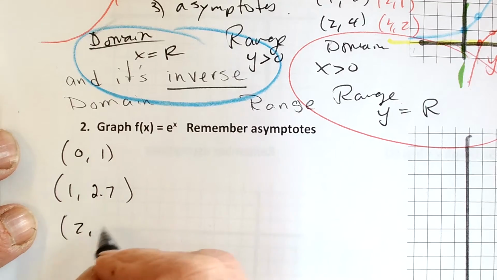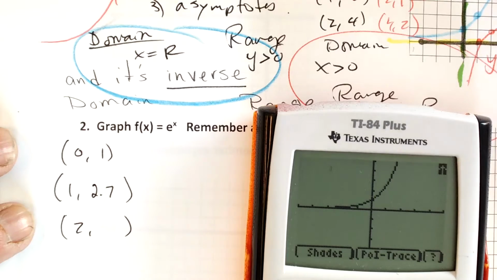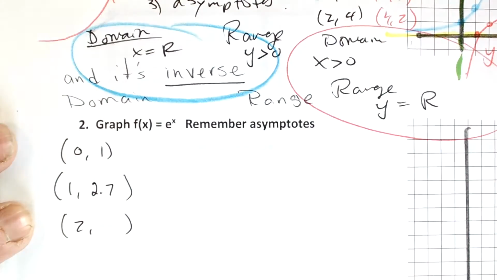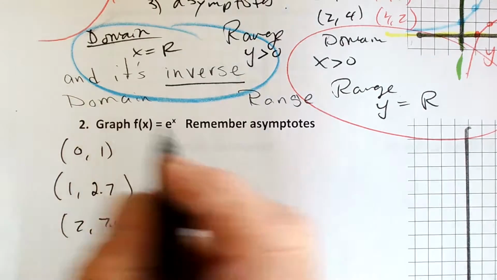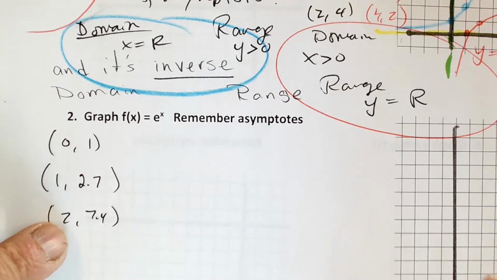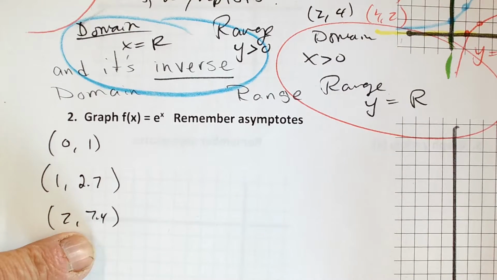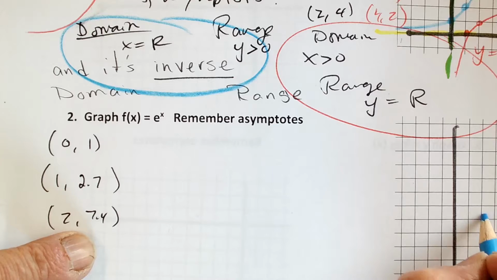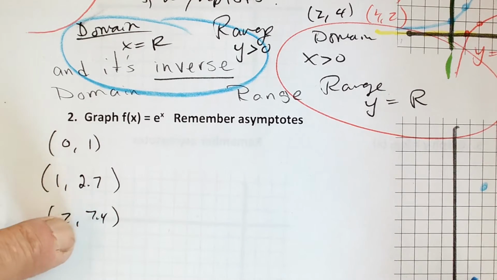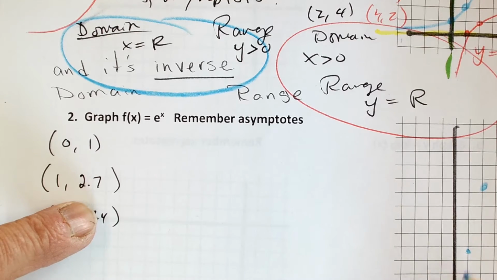If I plug in 2, well, I don't know. Let's see. What is e to the 2 power? Well, that's what calculators are for. Quit. Clear. Quit. So what is e to the 2 power? About 7.4. So if I were to put down these values, I'm going to go to 2 and 7.4. 1, 2, 5, 6, 7.4. Maybe there, and a 1 and a 2.7, right about there.